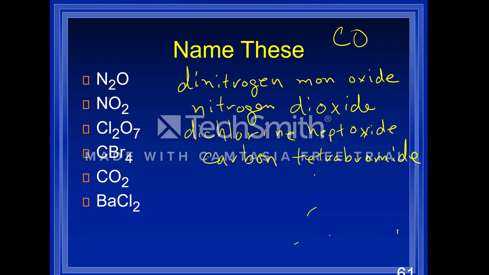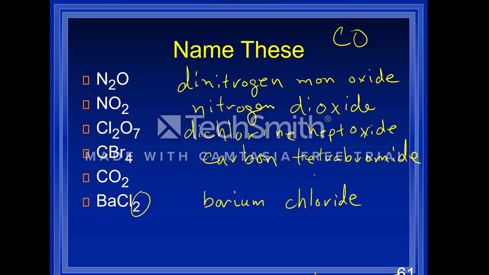Okay. BaCl2. Ba is barium. Cl is chlorine, so this is barium chloride. So, whoa. Mr. Green, there's two chlorines here. How come it doesn't say barium dichloride? Because we skipped the first decision. What kind of compound is this? Barium is a metal. It starts with a metal, I don't get to use prefixes because I don't need them.